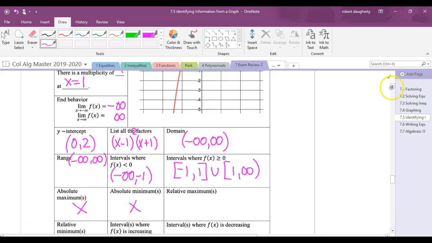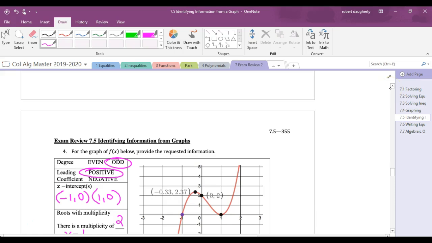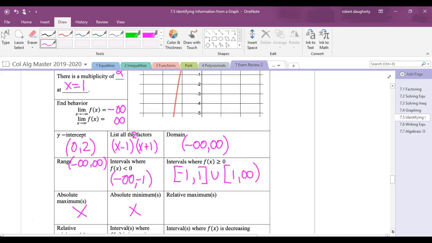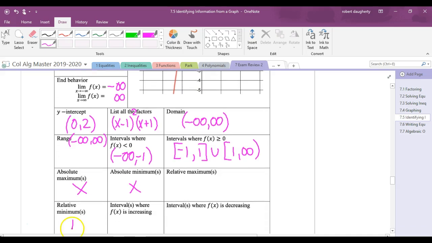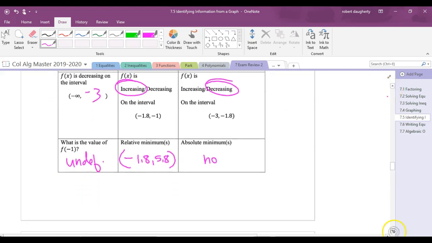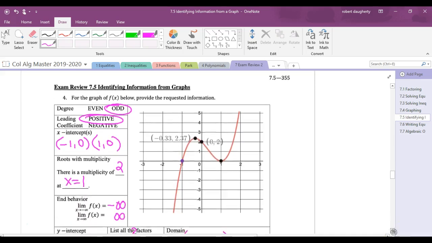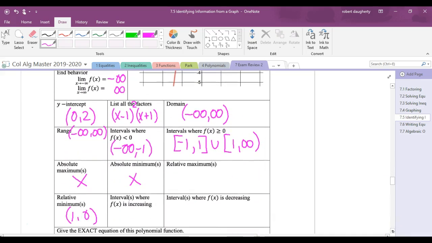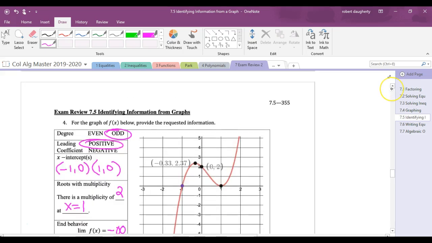So any max or min has to be relative. So there's a relative min at 1, 0. And it looks like there's a relative max at negative 0.33, 2.37. Where is this function increasing or decreasing?